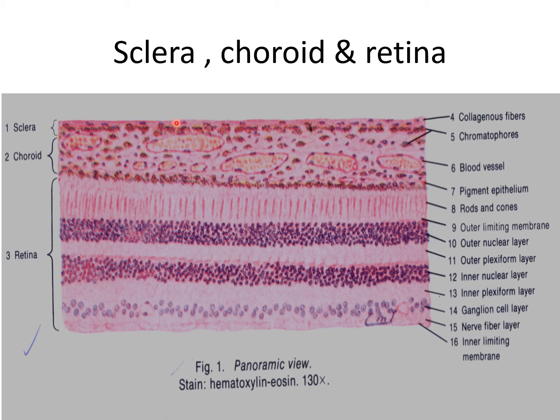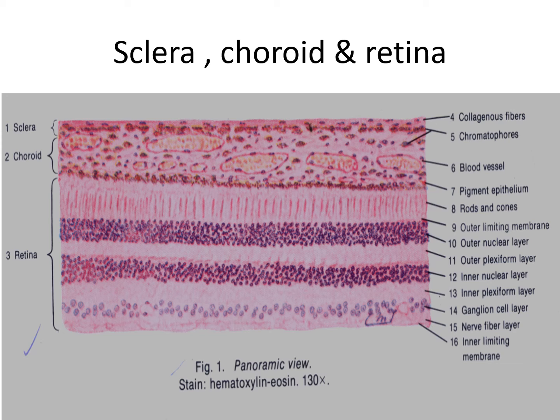So first the sclera, the outer fibrous coat, the cornea, the vascular coat, and the retina, which is the nervous coat. So you can see three layers of the eyeball, from outer to inner: sclera, choroid, and retina. The retina here arises from the epithelium. Pigment epithelium, rods and cones, outer limiting membrane, outer nuclear layer, then outer plexiform layer, inner nuclear layer, inner plexiform layer, then ganglionic cell layer, nerve fiber layer, and the inner limiting membrane. So this is the panoramic view in H and E of sclera, choroid, and retina.